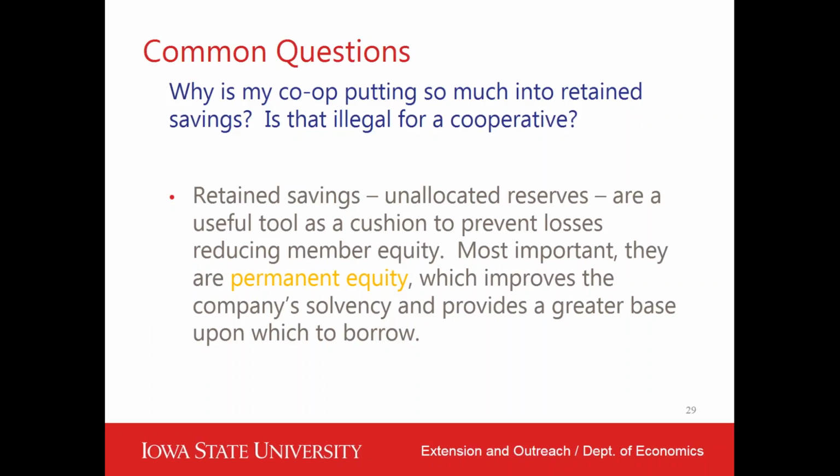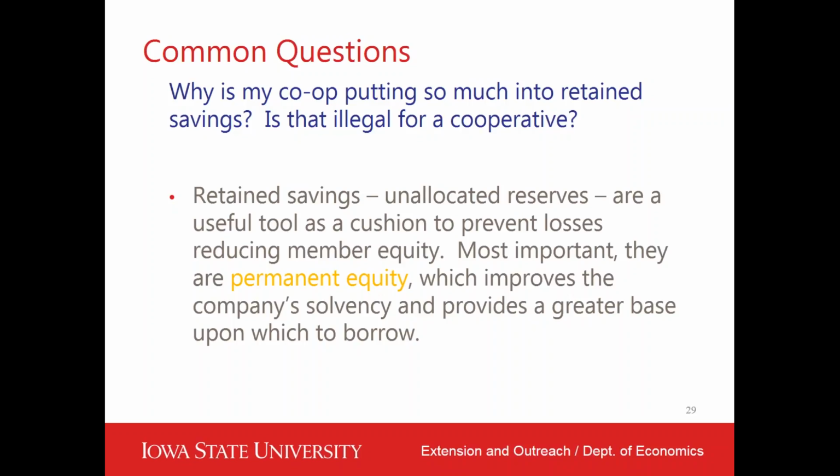Retained savings, or these unallocated reserves, actually serve as a pretty important and useful tool as a cushion against losses. In the years in which losses do occur, and they do, it allows them not to have to reduce the member equity, the equity allocated to membership. They can put it against that retained savings.